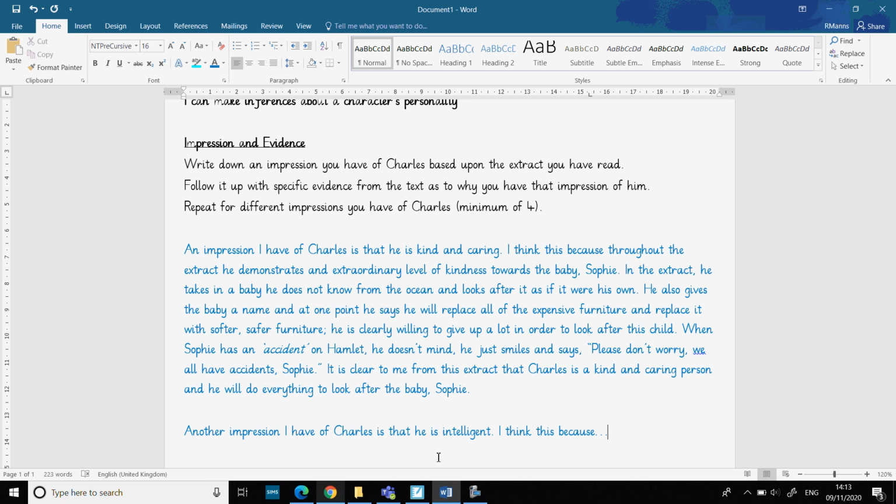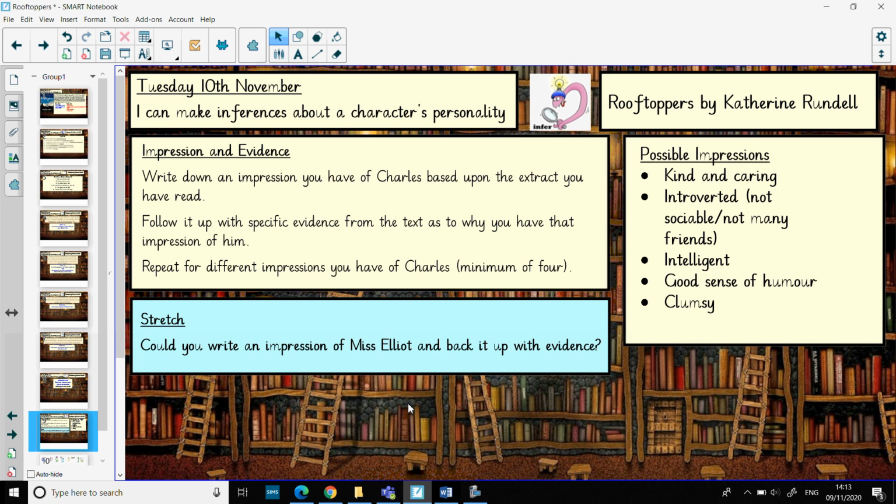All right, so that's your task for today. Have a go at that. If you manage to get through all that, I'd be really impressed. You could actually have a go at writing an impression of Miss Elliot, what you think of Miss Elliot based on the text, and back that up with evidence as well.